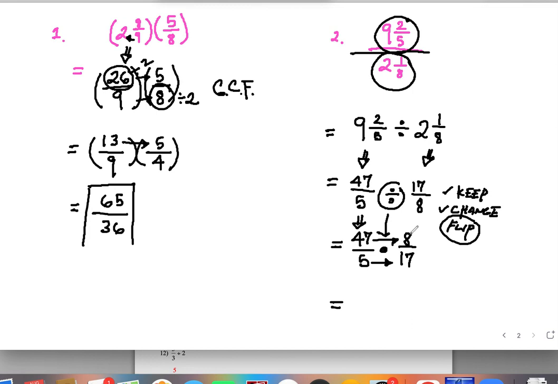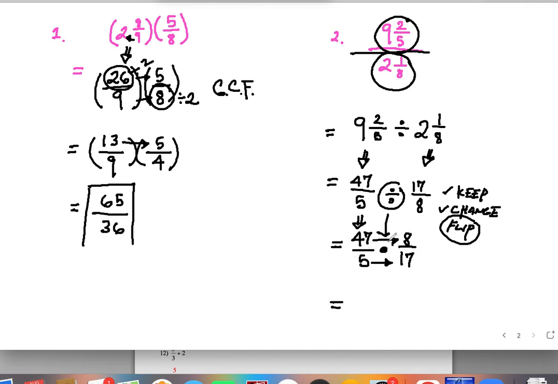Now, can I divide 5 by 2 and get a whole number? No. If I count by 2s, do I hit 5? 2, 4, 6. No, I skipped 5. If I count by 4s, do I hit 5? No. If I count by 4s, do I get to 17? No. So there's nothing that can cancel on the top with anything on the bottom.